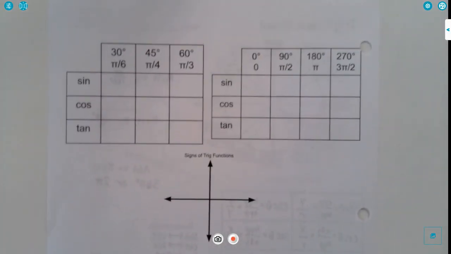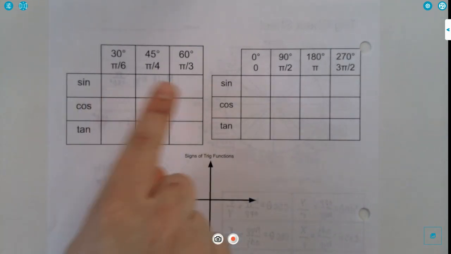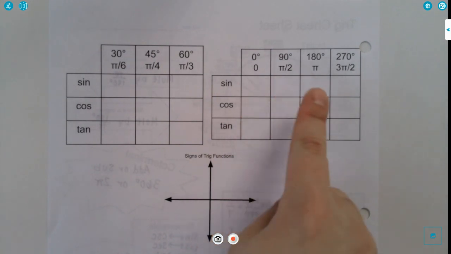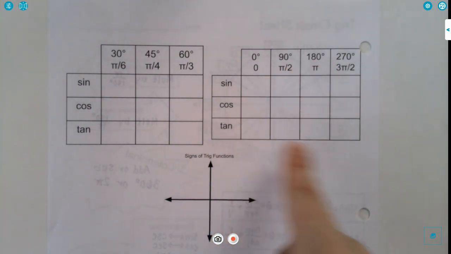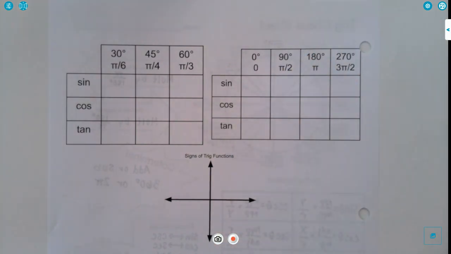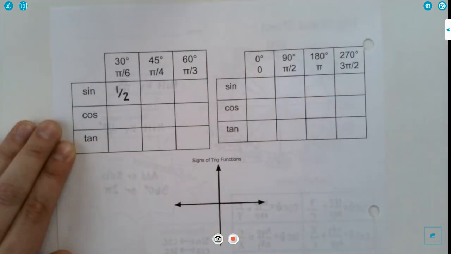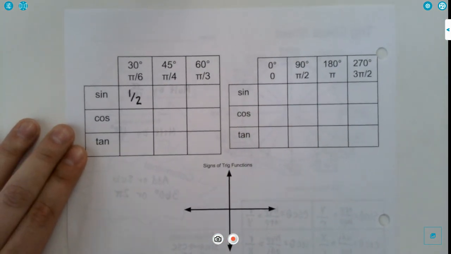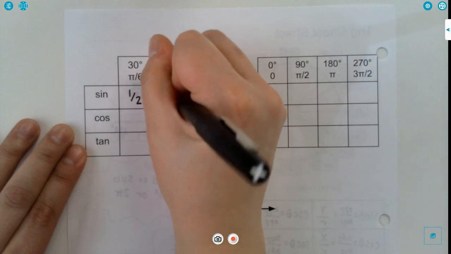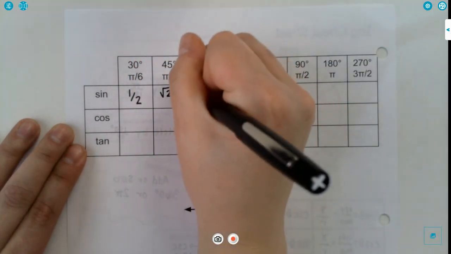Next thing, I've got these two tables of all of our trig functions for 30, 45, 60, and then also I have our 0, 90, 180, 270. You're gonna need these for this quiz, but I'm putting them on there still. Sine of 30 degrees is 1/2. Sine of 45 degrees is square root of 2 over 2. Sine of 60 degrees is square root of 3 over 2.